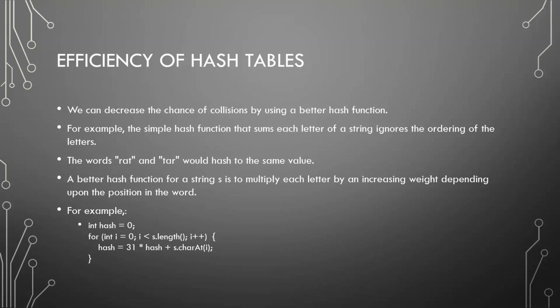So here's an example. I have int hash equals 0. For i equals 0, i is less than s.length, i++. Hash equals 31 times hash plus s.charAt(i). So you can see here, the hash is getting multiplied by a value, and then we're adding the char at i.